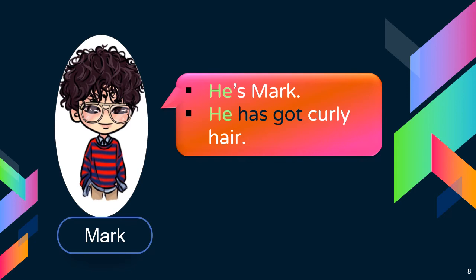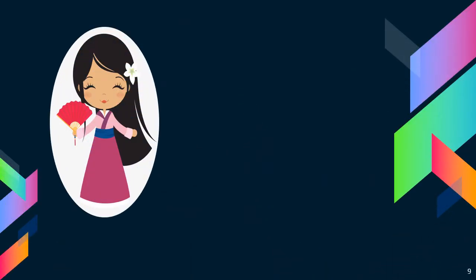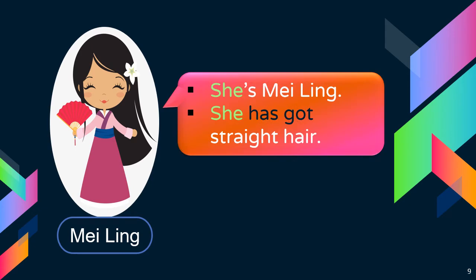Now let's look at some other examples. Mailing. She's Mailing. She has got straight hair. So she is the singular pronoun. Mailing is a girl, so I have used the singular pronoun she to refer to Mailing. She has got straight hair. You can even say she has got black hair.